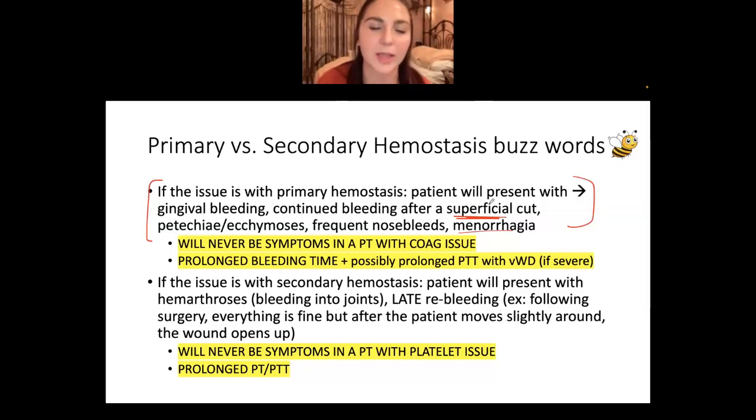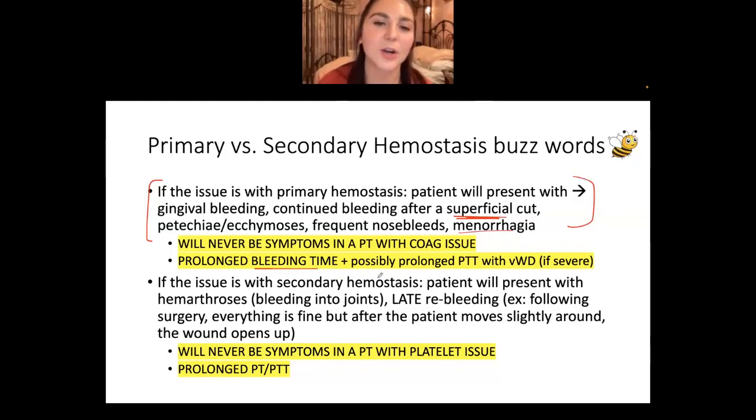But this is like a superficial cut. You just very briefly cut yourself and it doesn't stop bleeding after 2 to 7 minutes, or whatever the bleeding time is for that patient, for whatever site you're on. So look at the symptoms and then bleeding time. Bleeding time is always going to be prolonged. No ifs, ands, or buts. With primary hemostasis disorders, bleeding time will always be prolonged.